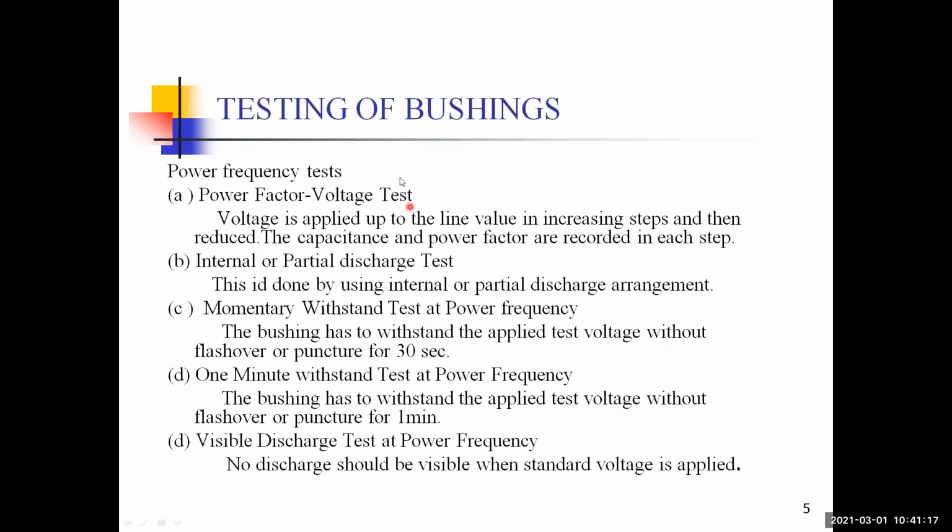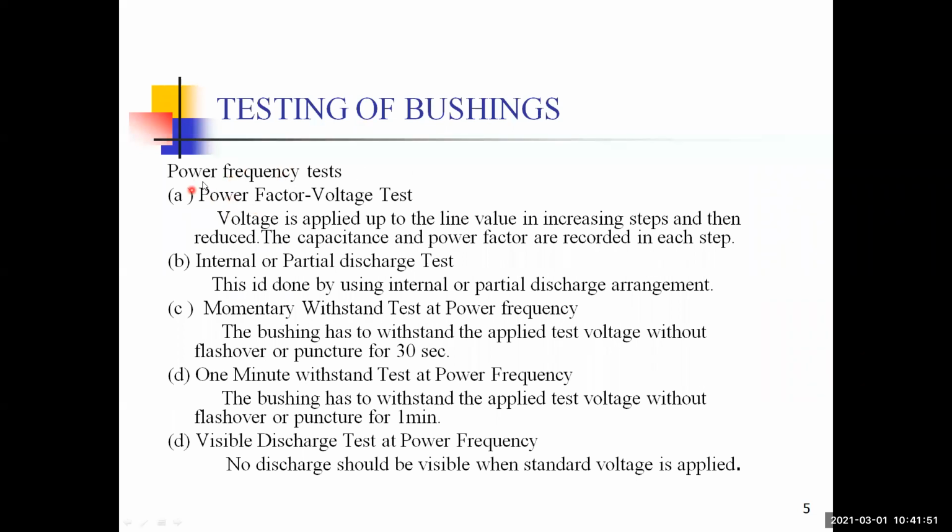And next, testing of bushings. You know well, in transformers we generally use bushings. So what is the need of bushings? The current from the winding has to be taken out as terminals, outside of the transformer, through the bushings. The winding terminals are connected to the bushings, so it is used to isolate the transformer tank from the winding.